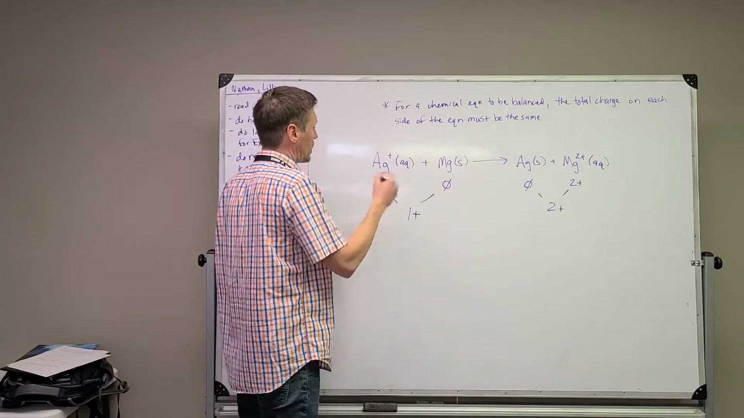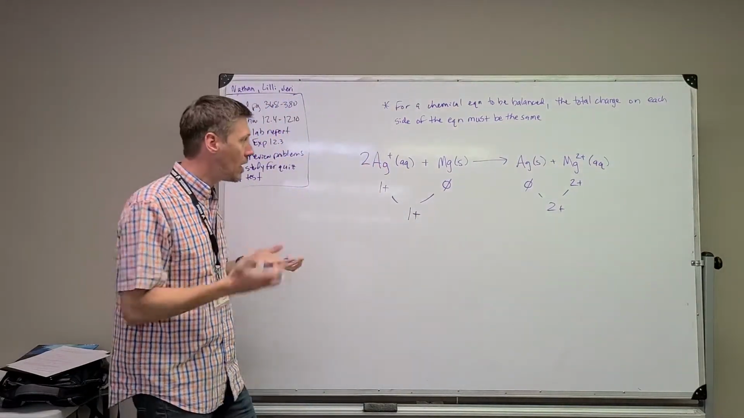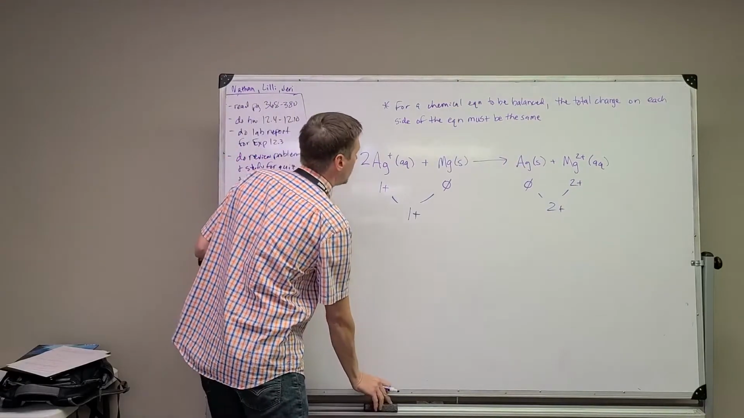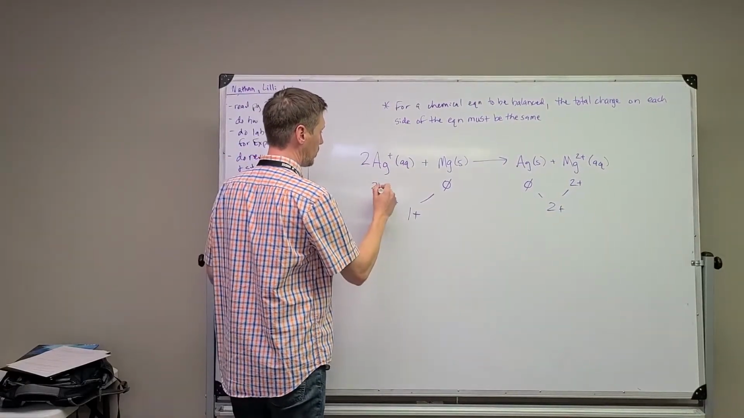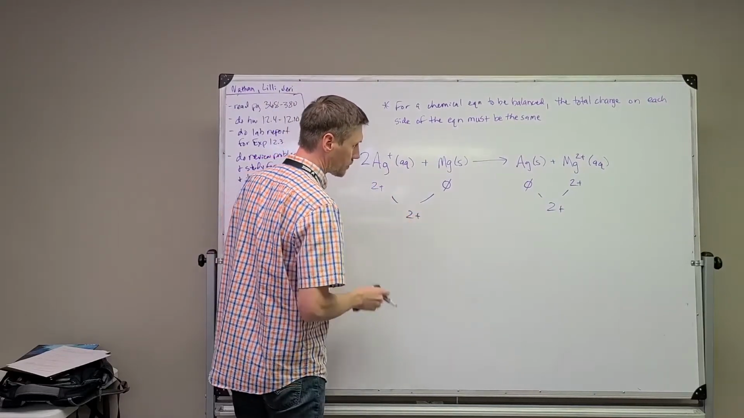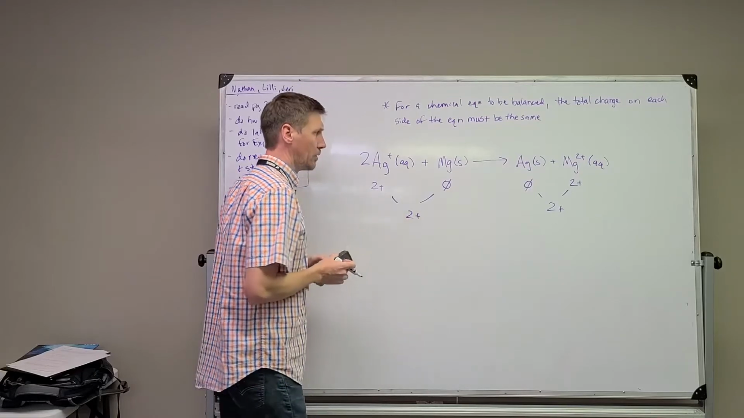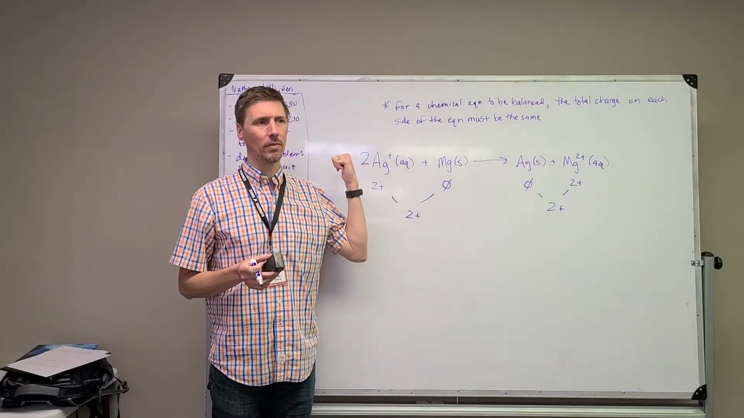So this one's a simple one. The only thing we have to do here is put a 2 in front of that, right? So now we've got 2 1 pluses. And so that's going to give us a total of 2 plus there and a total of 2 plus here. And it balances on that side, but now we have another problem because we put a 2 there. What's our other problem?